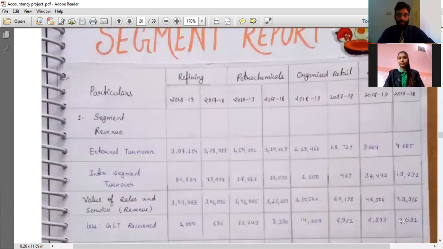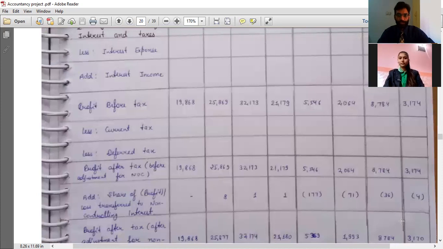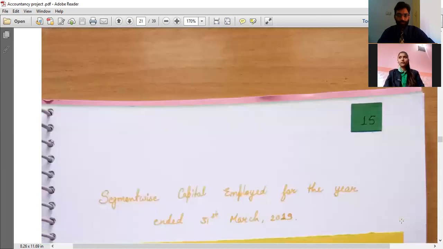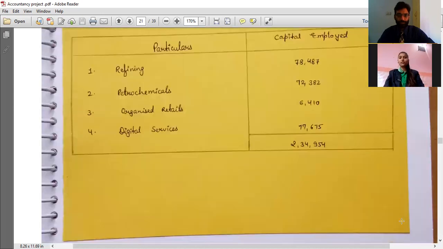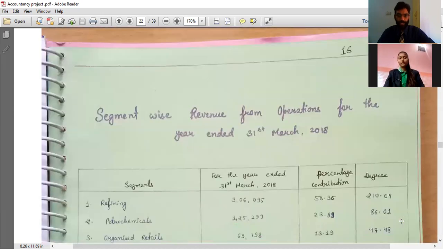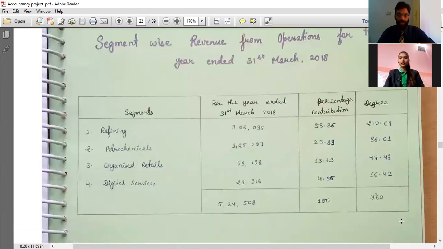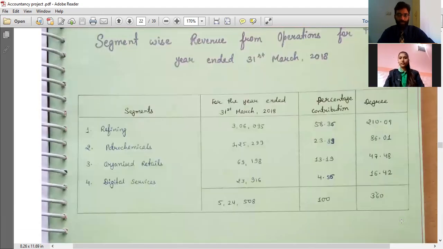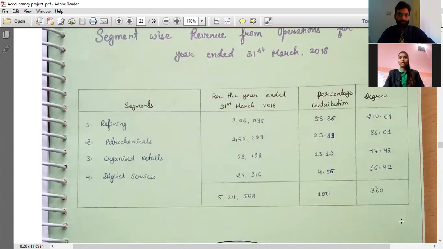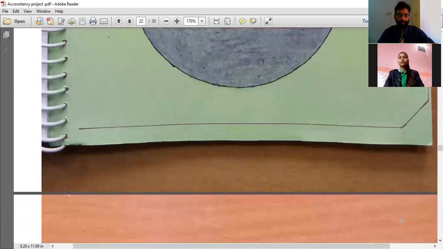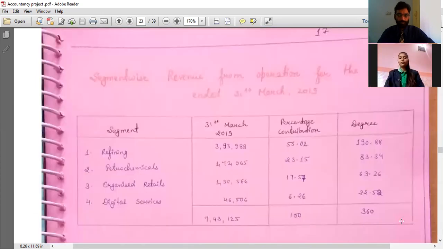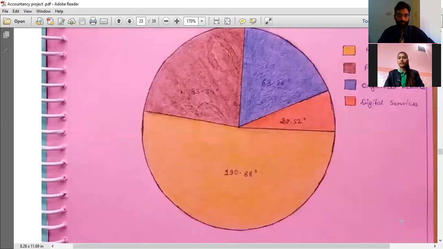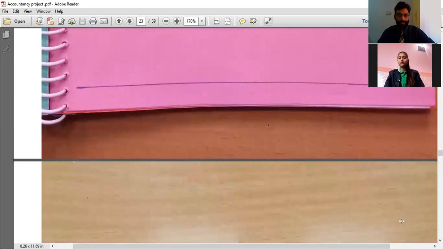Segment report you have prepared. Now just tell me, in this project, what accounting tools you have used for your study? Sir, I have chosen comparative statement, common size statement, and ratio analysis. Comparative, common size and ratio. While preparing the common size statement, while preparing the common size balance sheet or common size position statement, what is the base taken for calculation of all the percentages? Sir, I have not done a balance sheet. I have done segment-wise revenue, profit, and this all.